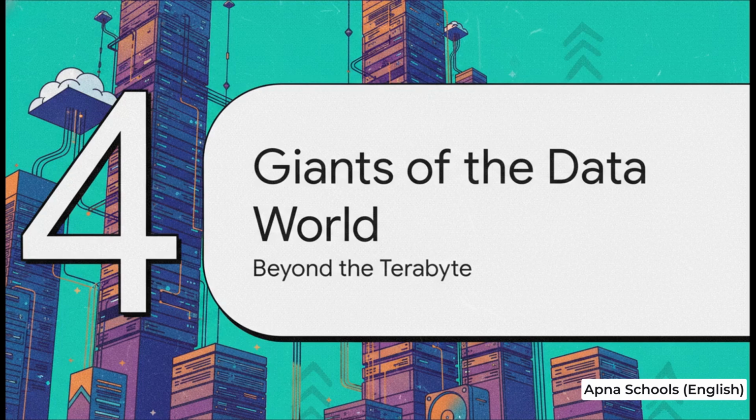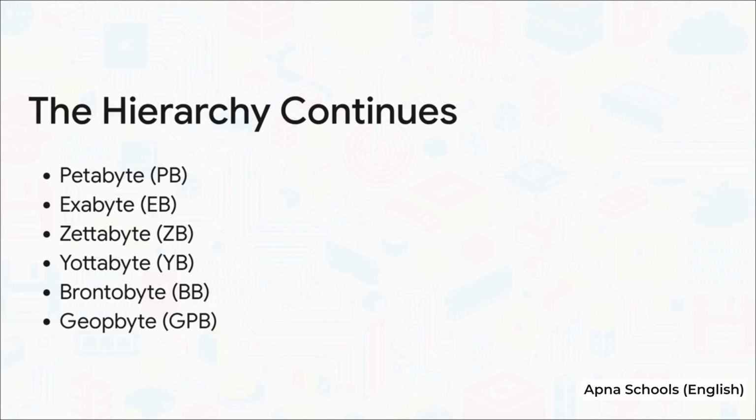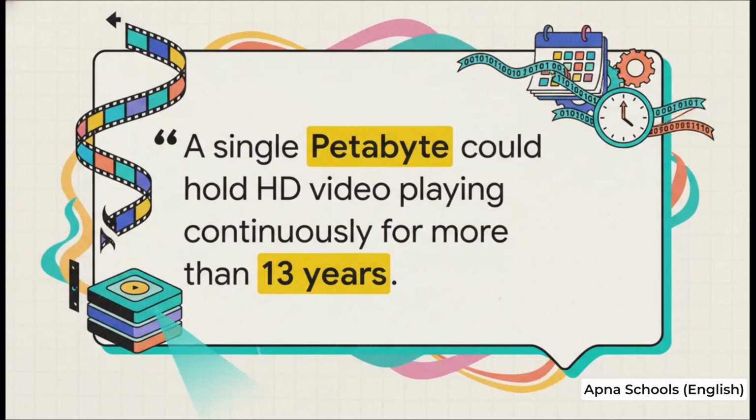Now that we've got the basics down, let's look at the true giants of the data universe. Yeah, beyond the terabyte, the names just get wild. We have the petabyte, then the exabyte, zettabyte, yottabyte, and even some theoretical ones like the brontobyte and geobyte. And the craziest part, the rule is exactly the same. Each step is 1,024 times bigger than the one before it. It is honestly hard to wrap your head around that kind of scale, so check this out. A single petabyte could hold a high-definition video playing nonstop, 24/7, for more than 13 years straight. And get this, that's just the first step on this giant ladder, right after terabyte.